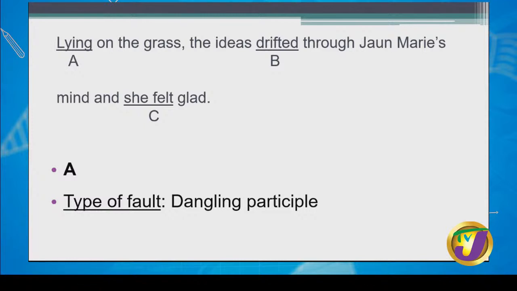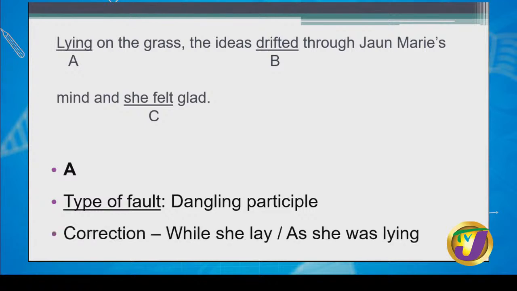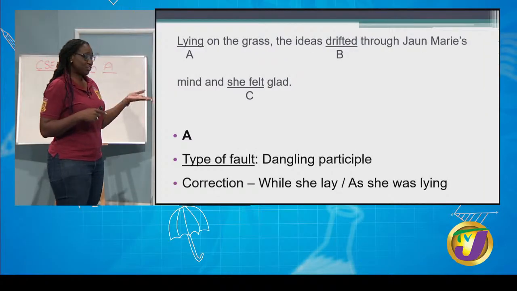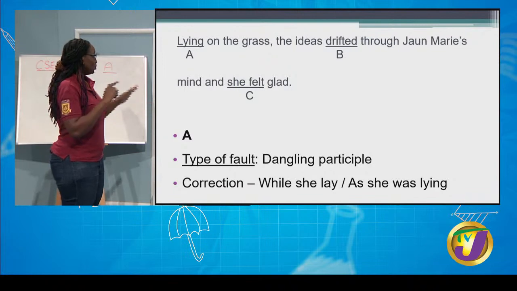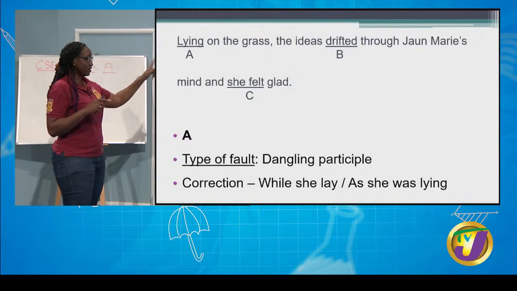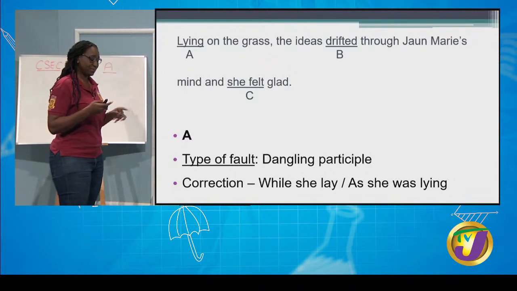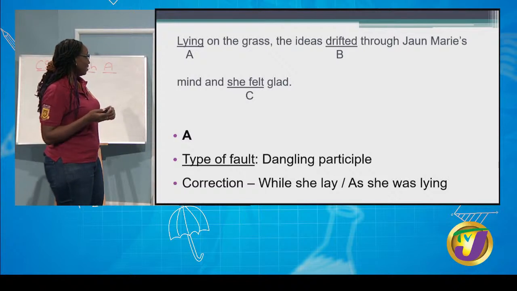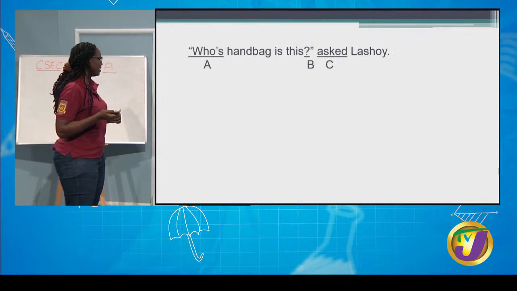So to correct it, you would say, while she lay, or as she was lying. Remember now, the lay right there is a past tense of lie. So while she lay, meaning the past tense of lie. And as she was lying. So you could use one of those two to correct this first part of the sentence. All right, we're moving on nicely. Let's go to our next sentence.